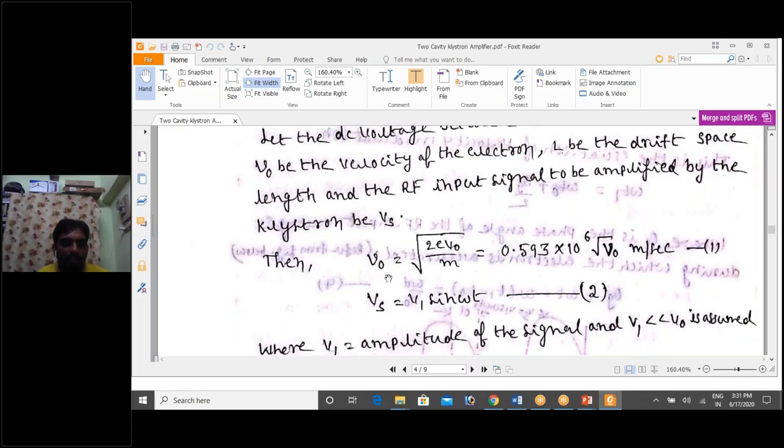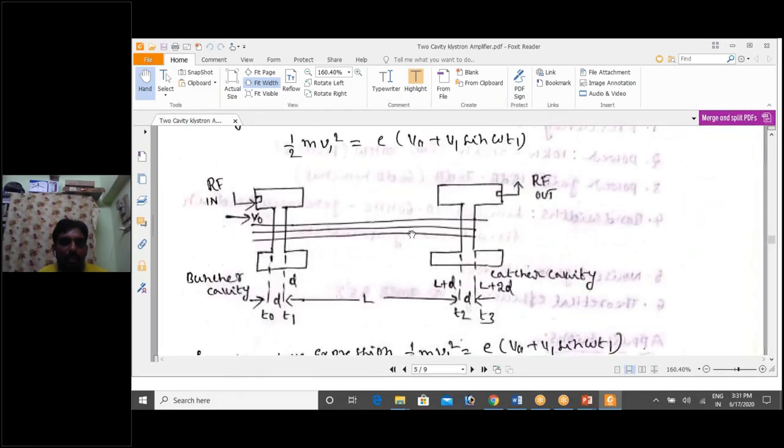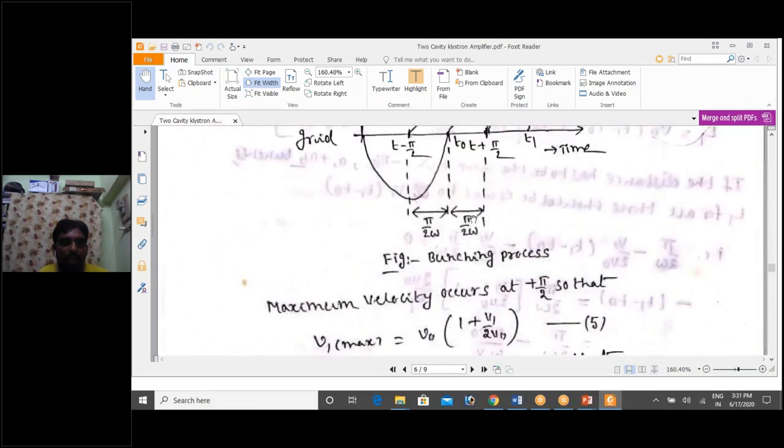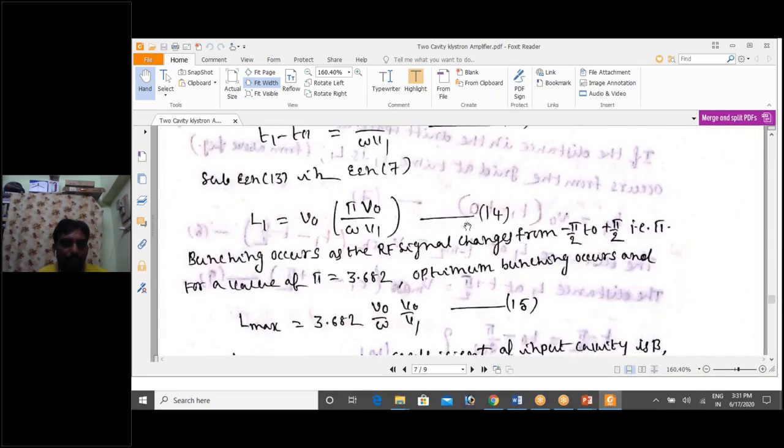By using this expression, we can solve the velocity of modulation, V naught, equal to the square root of 2eV naught by m. And this is the signal I am applying to the two cavity klystron in the form of V1 sin omega t. In the entire process, using the mathematical expressions, we equate static energy and kinetic energy, and we can solve the efficiency finally.